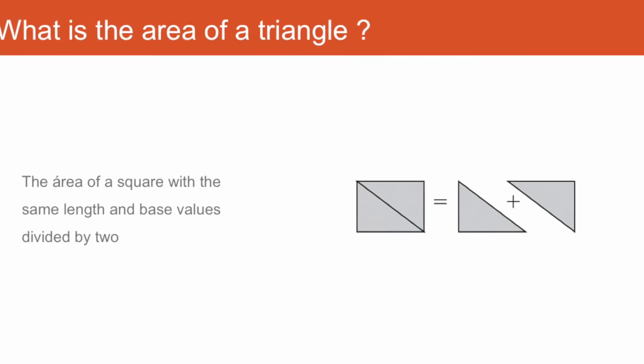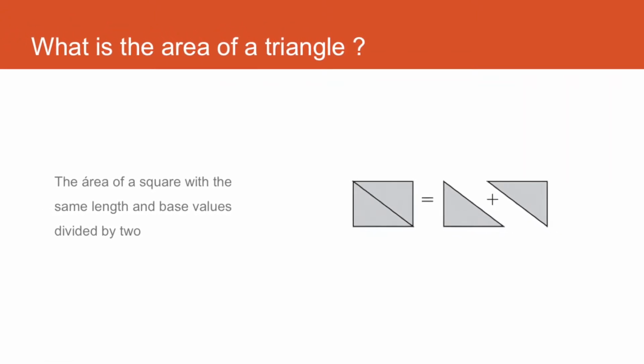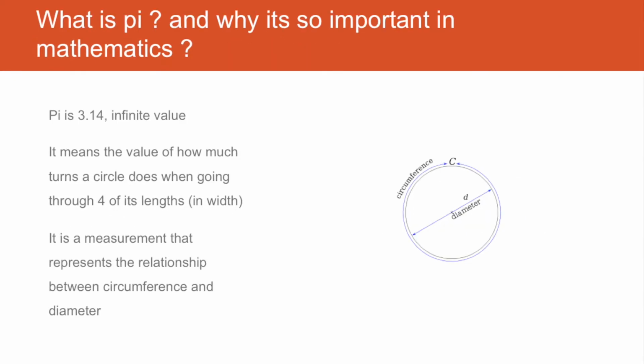The area of a triangle is the area of a square with the same length and base values, but divided by 2, as two triangles together make a square.